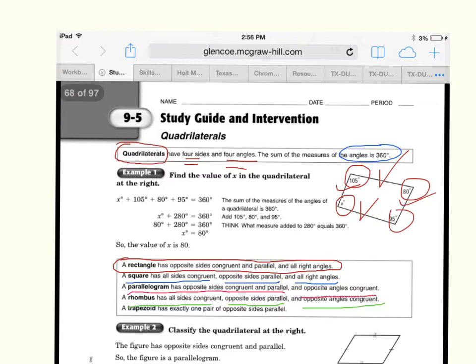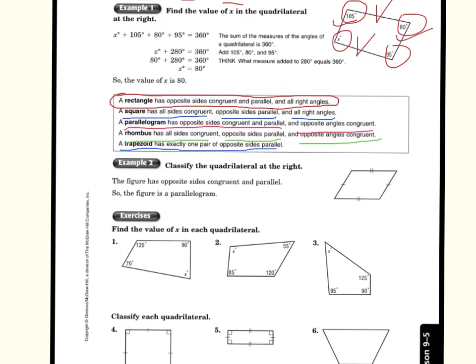So a lot of these have the same properties. So that means that some of them can belong to more than one shape, more than one quadrilateral. The last one says a trapezoid has exactly one pair of opposite sides parallel. Okay, so it says classify the quadrilateral at the right.